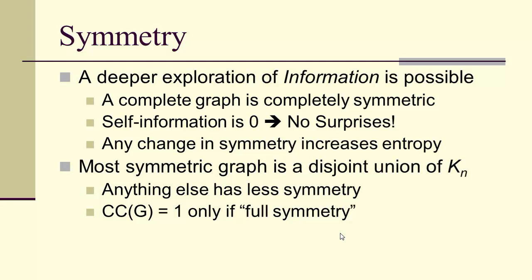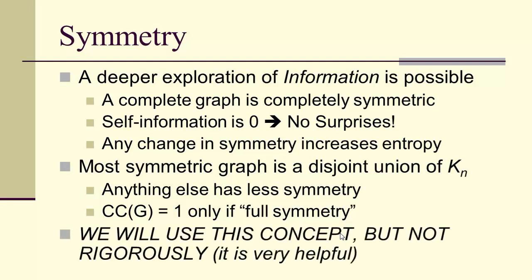So applying that to the question I asked last time, the most symmetric graph is a disjoint union of K_n, because anything else has less symmetry. And the clustering coefficient of a graph is 1 only if it has full symmetry. We haven't proven that, but it turns out that it follows pretty easily. So therefore we can say that full symmetry implies clustering coefficient of the graph is 1, and otherwise as soon as you drop an edge you've lost symmetry, and therefore you have increased uncertainty or randomness, and that means that the entropy went up and the clustering coefficient of G can no longer be 1. So we'll use this concept just like I've done it, but we're not going to use it rigorously. We can use it without necessarily proving a bunch of theorems about symmetry groups and their relationship to information.